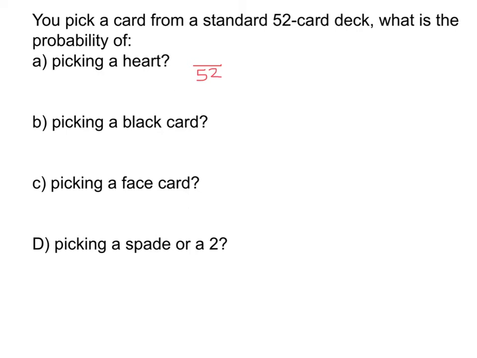But if you want to know what the probability of picking a heart is, you have to know how many hearts there are in a deck. Well, there are 4 different suits, and each one contains 13 cards, which means that there are 13 hearts in our deck. And so the probability of picking a heart is 13 out of the 52 total, which simplifies to 1/4.